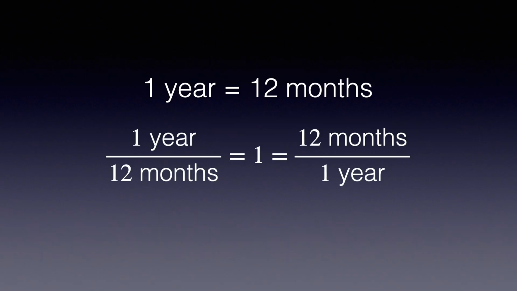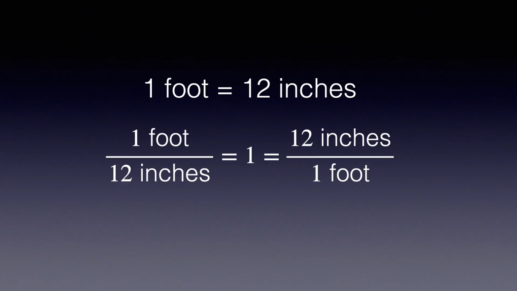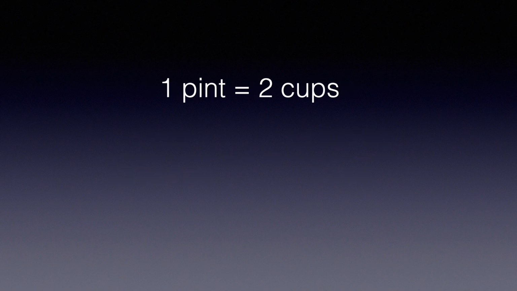We know that 1 year is equal to 12 months. We can divide both sides by 1 year and get a fraction that's equal to 1. Or we can divide both sides by 12 months and get another fraction that's also equal to 1. We can do this starting with any statement that 2 measurements are equal. Here are some more examples. From 1 foot equals 12 inches, we can get 1 foot over 12 inches is equal to 1, and we also get 12 inches over 1 foot is equal to 1. From 1 pint equals 2 cups, we get 1 pint over 2 cups equals 1, and 2 cups over 1 pint is equal to 1.